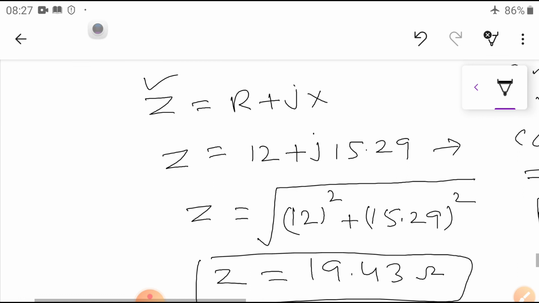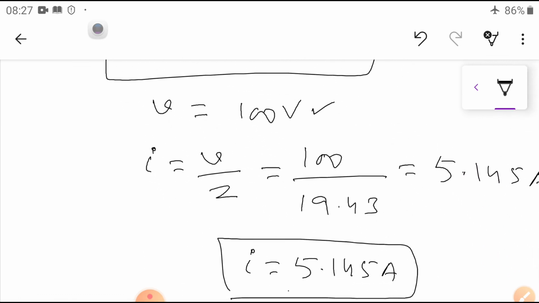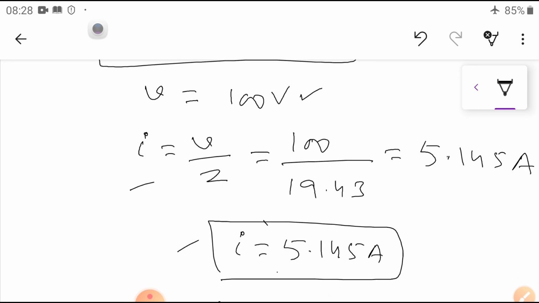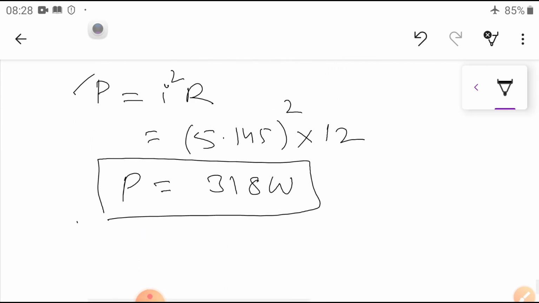Once the Z value is known and the voltage is given, then I by Z, I am going to get the current. If you know the current, then I can calculate the power. Power is equal to I squared R. So these are the simple ways, dear students.